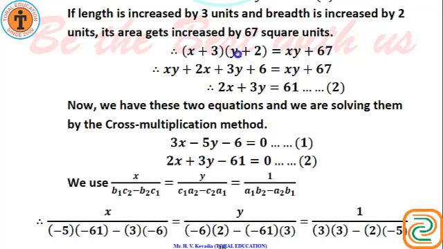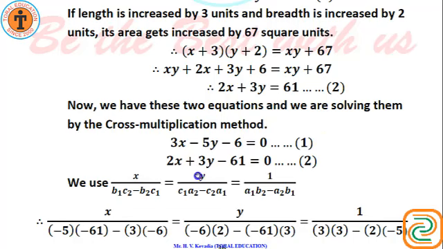So x into y, xy, x into 2, that is 2x, 3 into y, that is 3y, 3 into 2, that is 6. Again xy and xy cancel out, and 6 will go to the right side. So 2x plus 3y equals 61, because 67 minus 6 equals 61. This is our equation number 2. Here we have used the cross multiplication method. We have these two equations and we are solving them by the cross multiplication method.